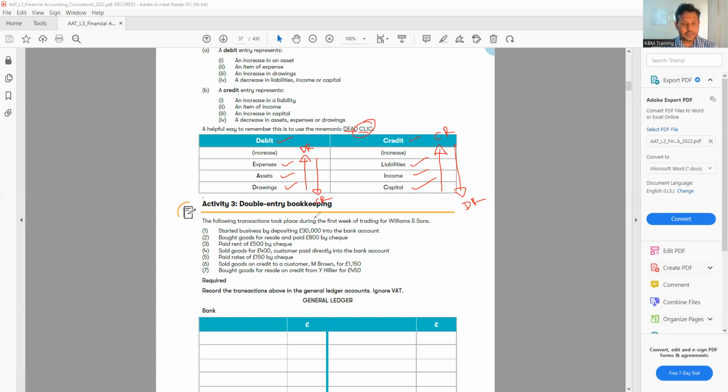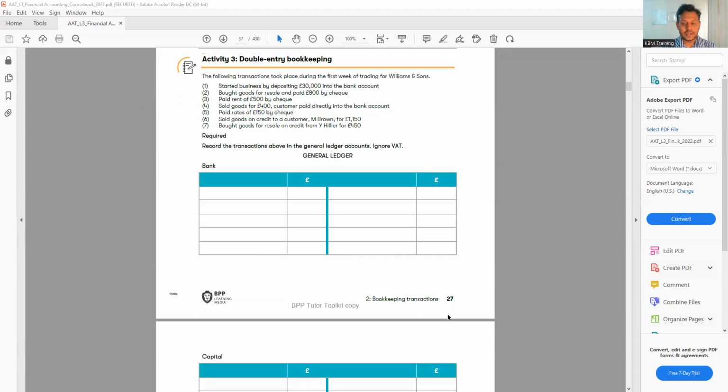Then we have double entry bookkeeping. In double entry bookkeeping, we need to find out how to do the debit and credit, and we have to record it in the ledger account. So let's try to do it. We'll go very slowly and understand how it actually works. Let's do activity 3, double entry bookkeeping. Even though the question didn't ask for the journal, we will still do some journal to understand the debit and credit. Let's start with number one.